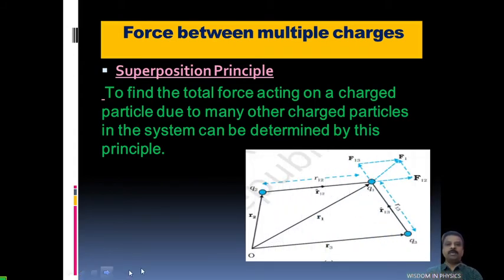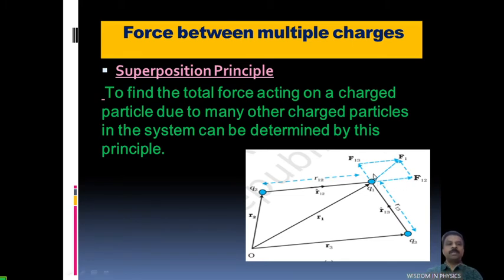Here we have three charges, Q1, Q2 and Q3, and they have respective positions R1, R2, R3 from the origin. So there will be a force between Q1 and Q2, Q1 and Q3, right? The force between Q1 and Q2 is represented by the F12 vector. So what is the F12 vector? The force on the charge Q1 by Q2.